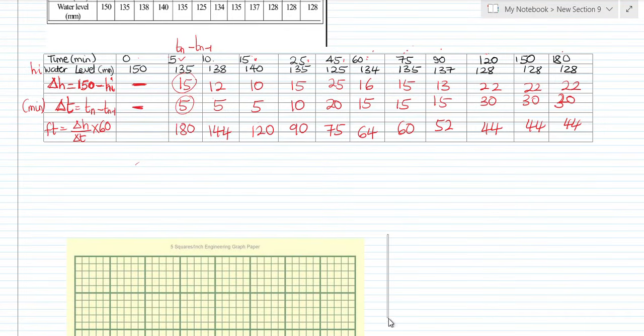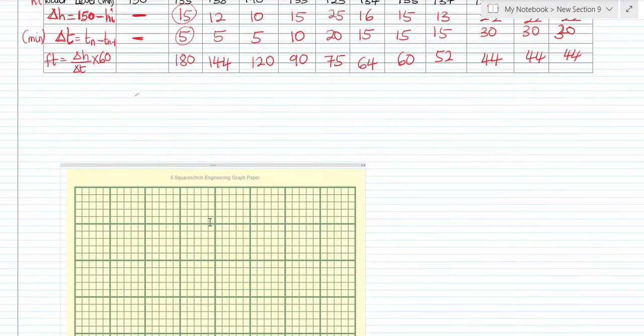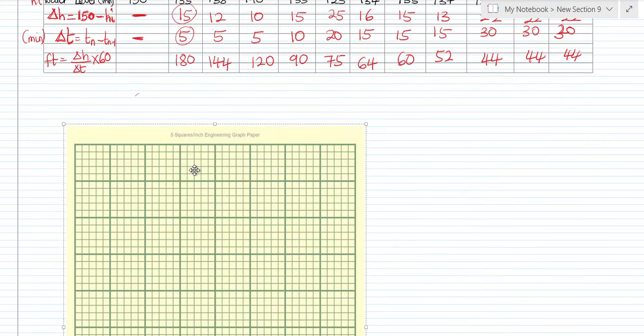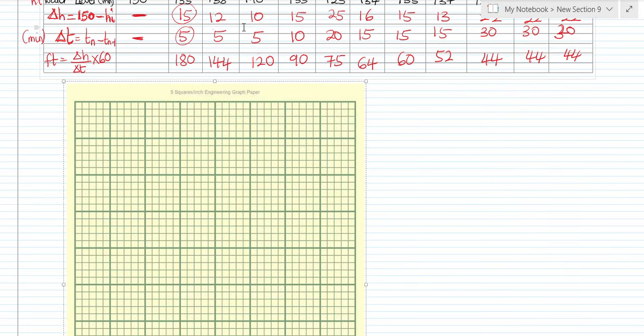Excuse me. I have my graph here. So I just have to plot this on the graph, right? Before I label the graph, we plot the infiltration rate on the y-axis. Now we plot the infiltration rate against time.